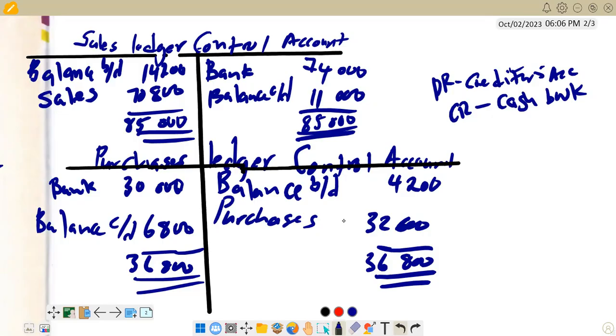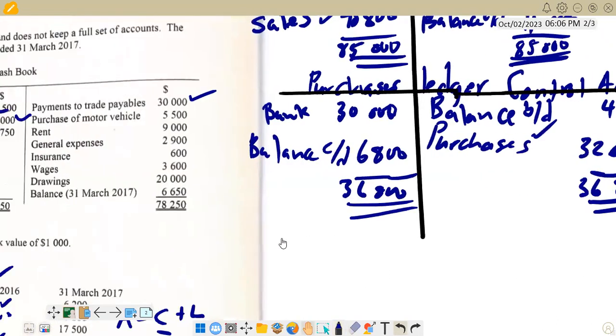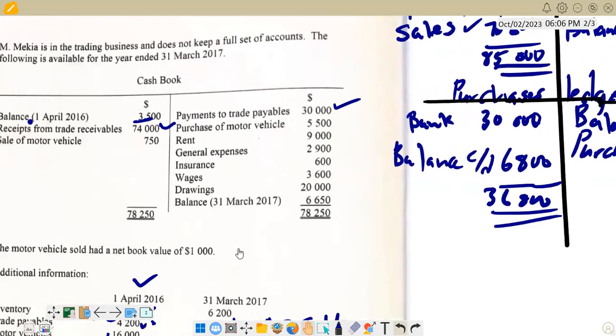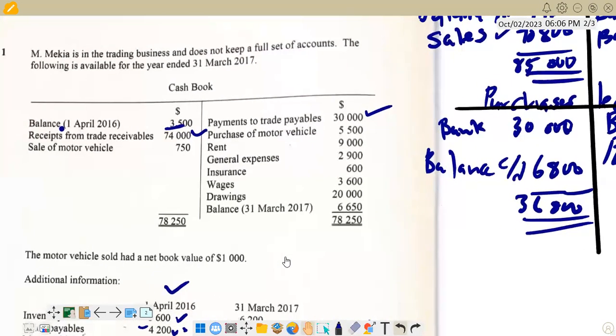Right. So that's the essence of our incomplete records. We have used the incomplete records to find the missing figures. So you have the figure for purchases and sales. These are the figures that we are going to use in the trading account. Because if you look, the second part of our question needs us to prepare the income statement. So we now go and try to see what we are going to input there.